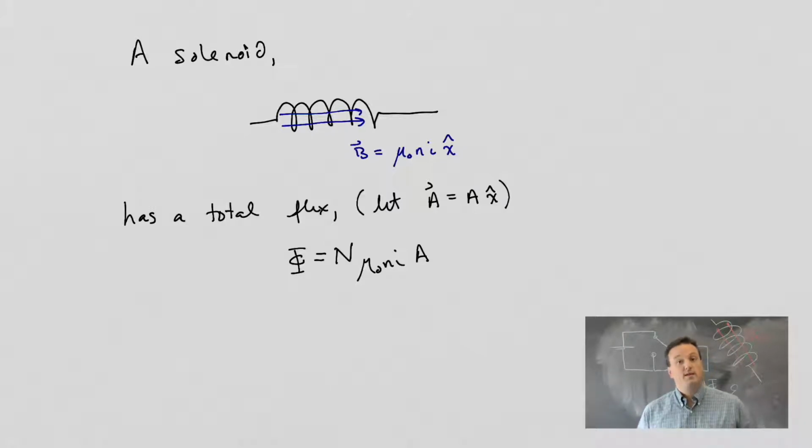Now, this formula contains two different n's, so let's make sure that we're on track with which one is which. The big N is just the number of turns in the solenoid, and I get that by taking the flux per turn and multiplying it by the total number of turns. Whereas the little n is the number of turns per unit length, which is the quantity that I used to derive the formula for how strong the magnetic field was inside the solenoid. Okay? And so one of these is the total number of turns, and one of them is the number of turns per unit length. Well, now I have the total flux, and this is a self-flux, right?